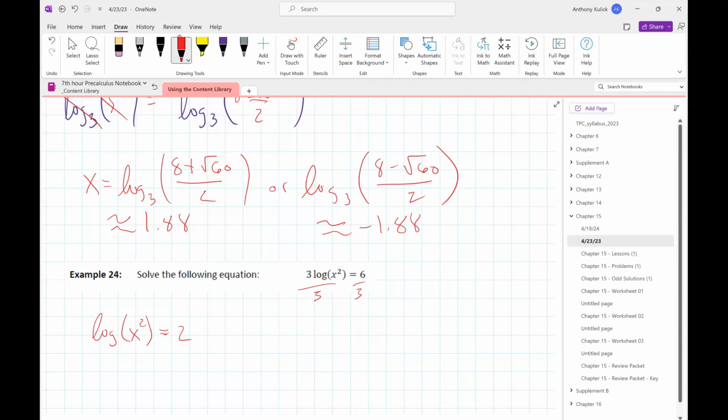All right. How do I get rid of that log in front of the x squared? What do I need to do to get rid of that log in front of the x squared?